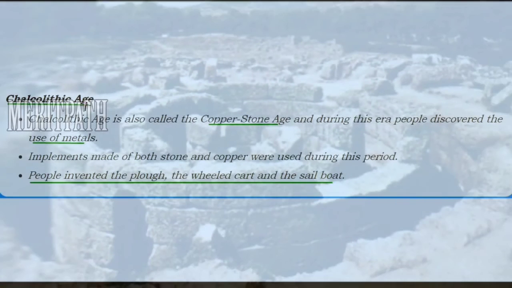So next is the Chalcolithic stage. It is also known as the Copper Stone Age because the use of metal had started, and the weapons were made of both stone as well as copper. And the things that were invented in the Chalcolithic age are the plow, the wheeled cart and the sailboat.